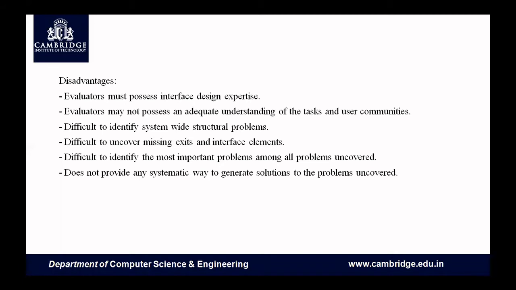It is difficult to uncover a missing interface element. Missing exits, interface elements, all those things we are not checking, because only the usability problems are identified, not all the problems. Next point, it is a little confusing: it is difficult to identify the most important problems among all the problems uncovered. See now, by testing the software, we will find there are 10 usability problems. By this software, we can come to know 10 are there.